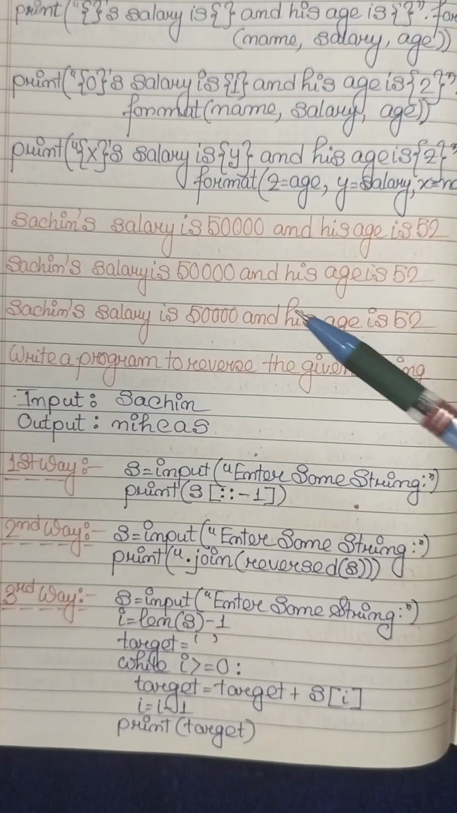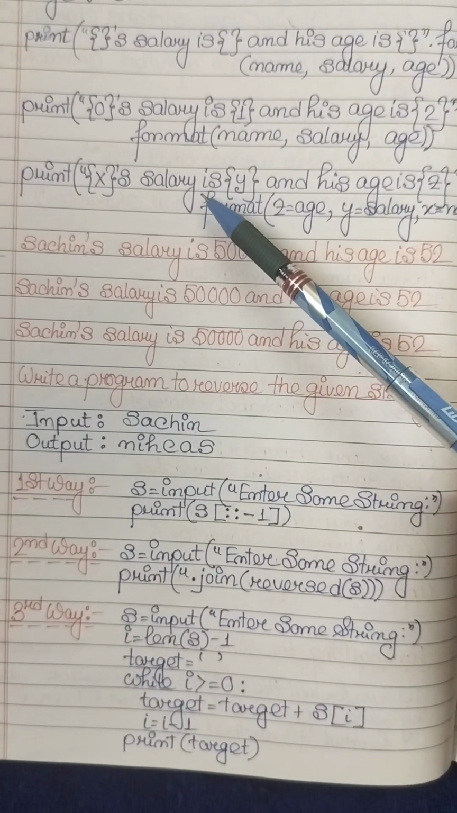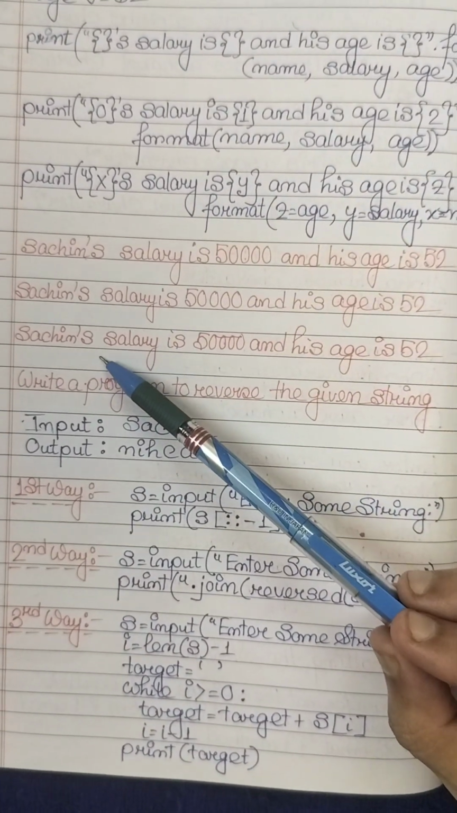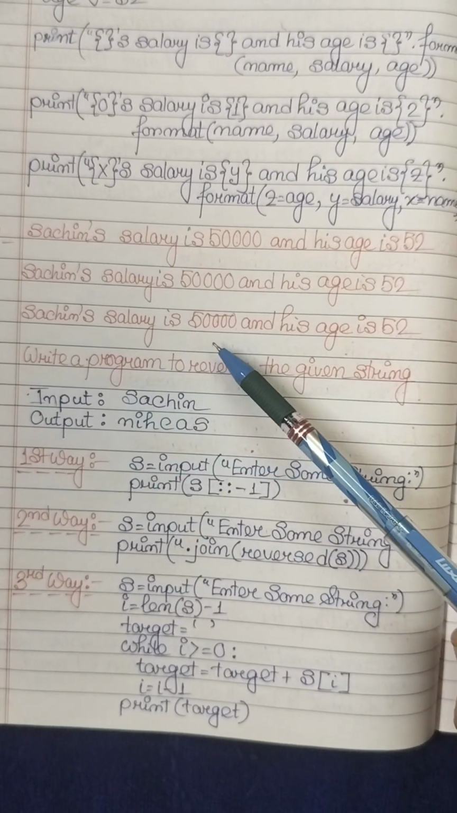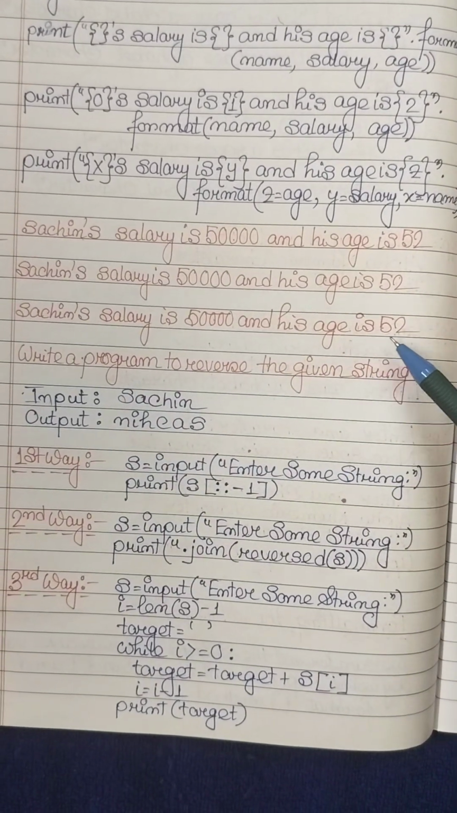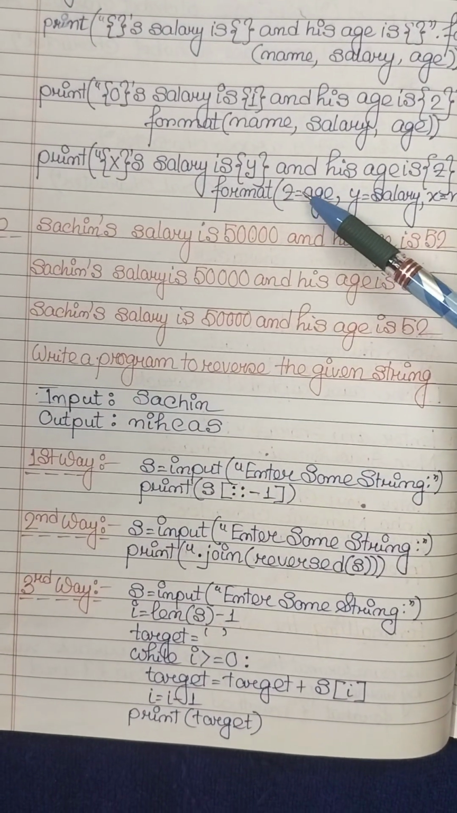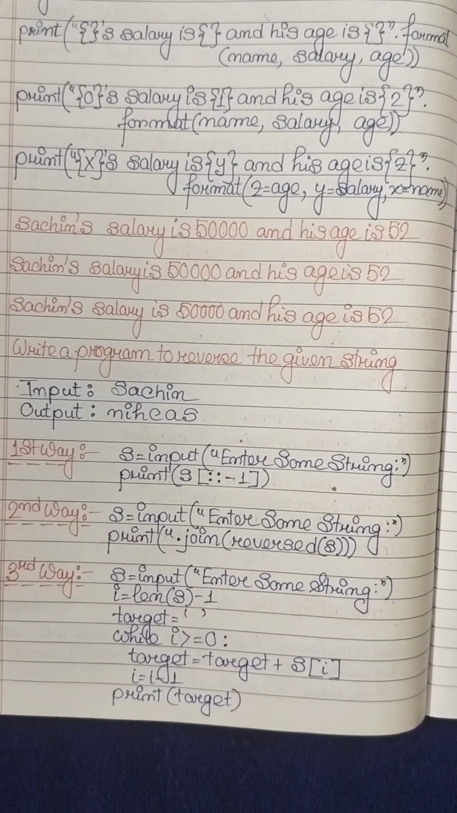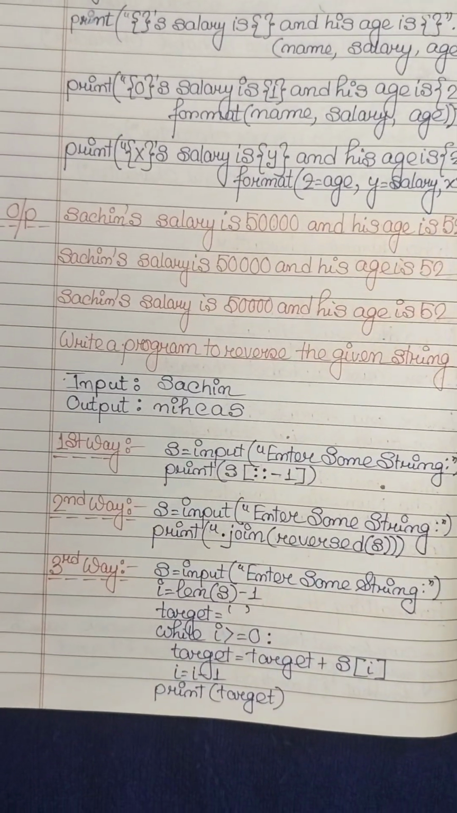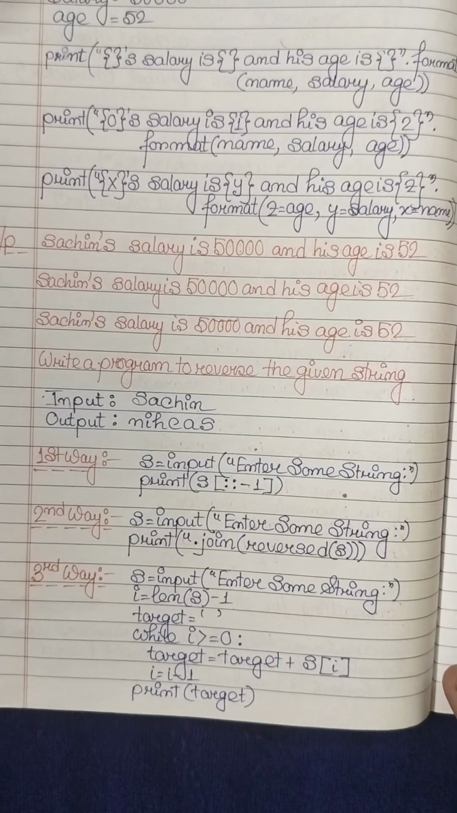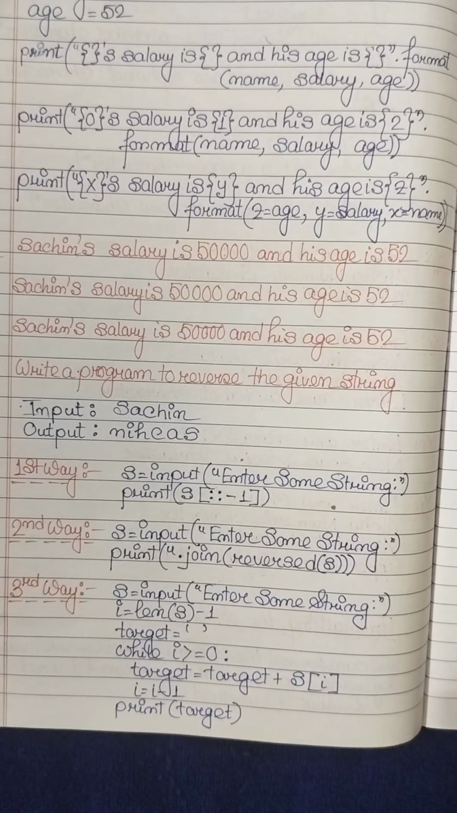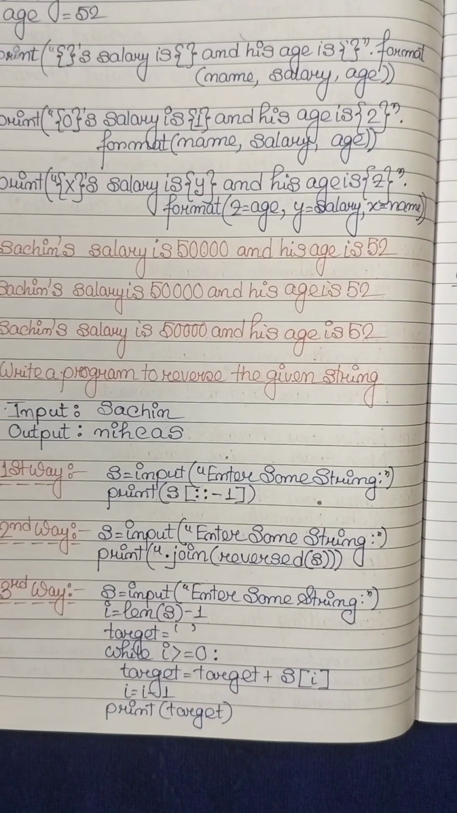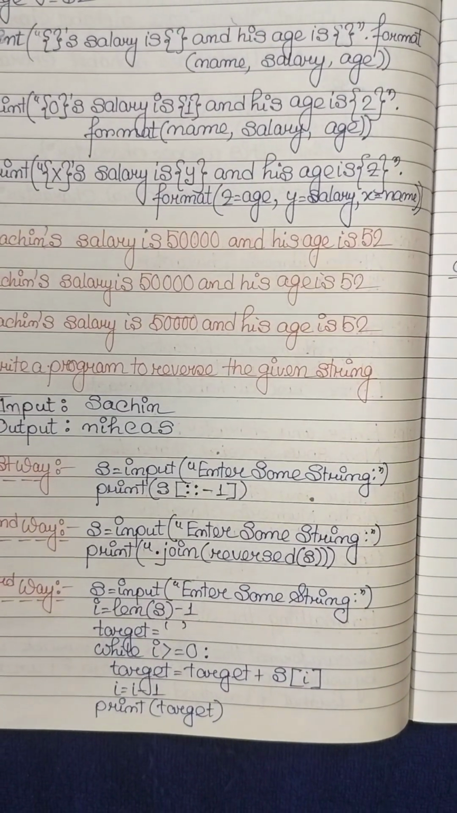Then in the third print statement, Sachin's salary is 50,000 and his age is 52. In z we put age, in y we put salary, and in x we put name. This is the way we can use format strings to print various variables along with their values.